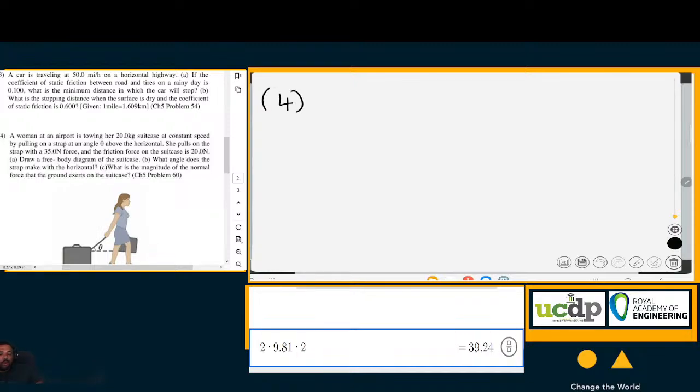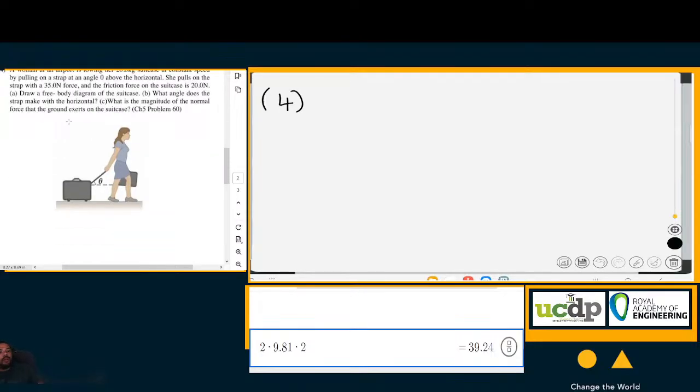Question 4. A woman at an airport is towing her 20-kilogram suitcase at a constant speed by pulling on a strap at an angle theta above the horizontal. She pulls on the strap with a 35 Newton force. And the friction force on the suitcase is 20 newtons. Draw a free body diagram of the suitcase.